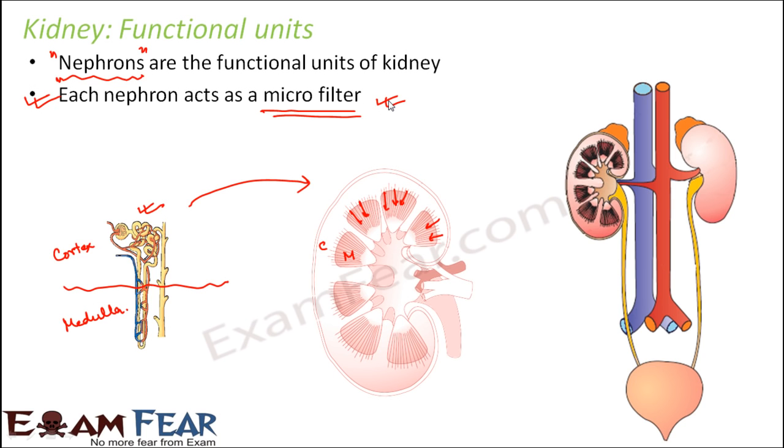Why microfilter? Because they are extremely small and there are so many of them. So all these microfilters together make the kidney act as a filter. So the kidney acts as a filter to blood. It filters blood, takes out the waste materials and then throws it out of the body in the form of urine.